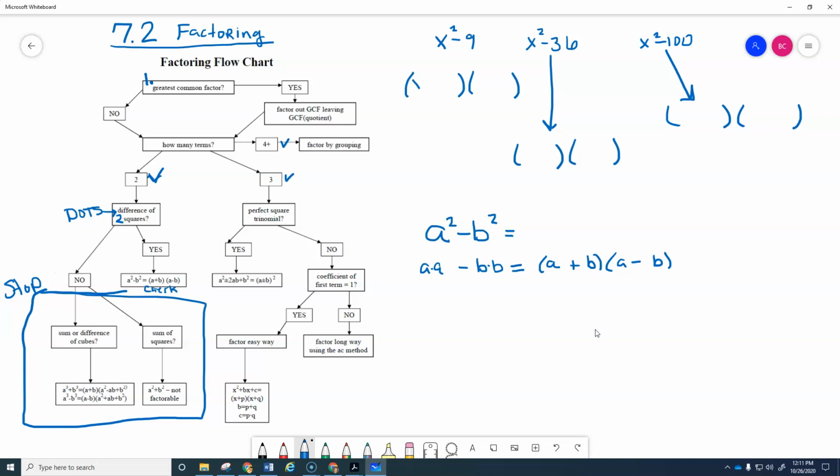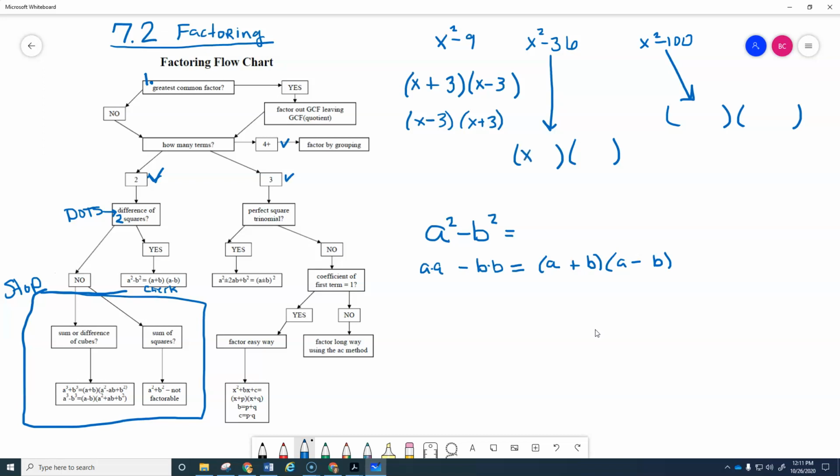So this would be the root of x is x. The root of 9 is 3. A plus 3 and a minus 3. Is it okay if you put x minus 3 times x plus 3? Yes. The order in which you put the plus and the minus doesn't matter here.